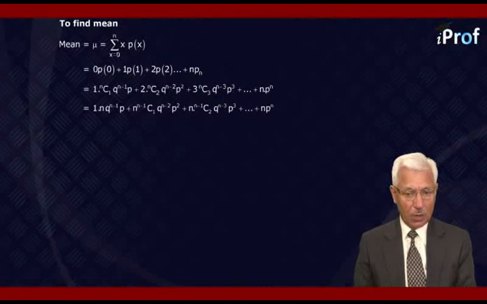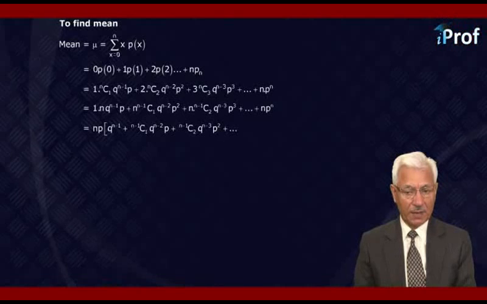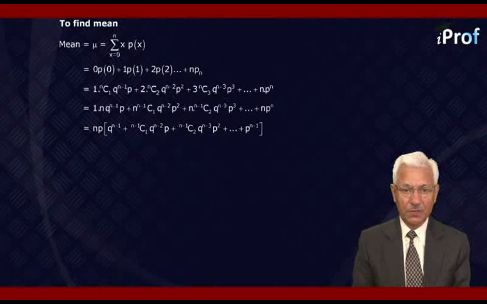Pulling out np common, we get np times Q raised to power n minus 1 plus (n minus 1)C1 Q raised to power n minus 2 P plus (n minus 1)C2 Q raised to power n minus 3 P square plus and so on plus P raised to power n minus 1. Well, it becomes again a binomial expansion, which is equal to np times (q plus p) raised to power n minus 1. But q plus p is equal to 1. Therefore, it is equal to np into 1 raised to power n minus 1. Hence, the mean is np.